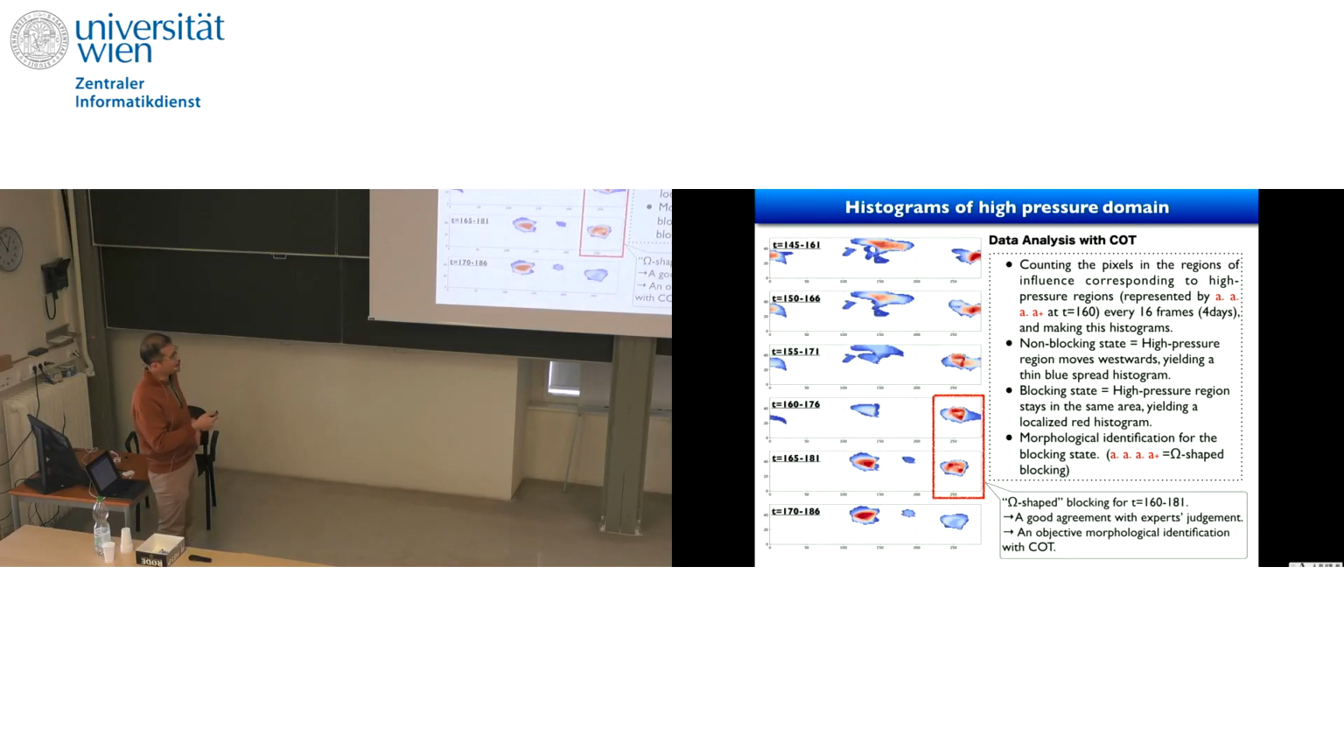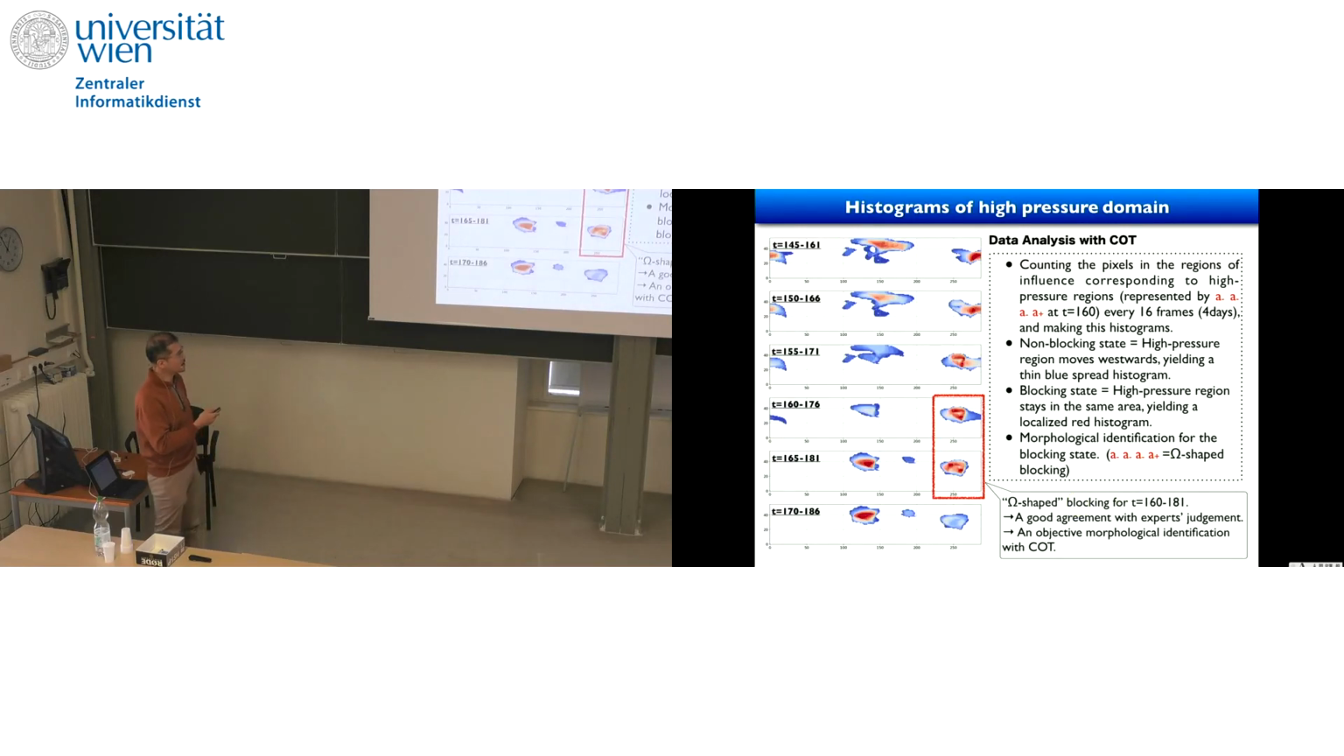So for this time period, our approach judges this as a blocking state. This is in good agreement with expert judgment, and also this is some sort of object morphological identification with COT. On the other hand, it is very important to say this pattern is expressed by some letters: A minus, A minus, A minus, A plus. By looking at this sequence of letters, we can say this is omega-shaped blocking.